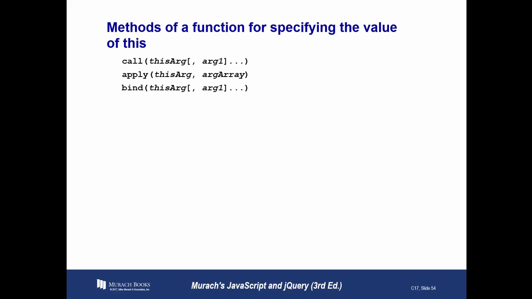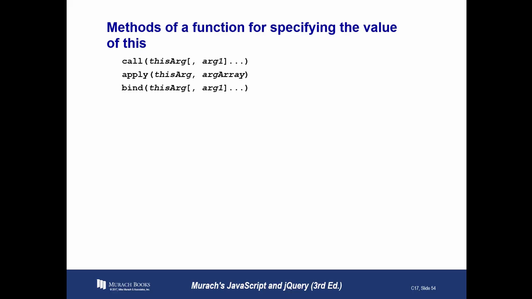The methods of a function for specifying the this value, there are 3 of them. The call method, as it says on page 529, lets you specify the value of this at the time you invoke a function. Parameters other than this are coded individually. The apply method lets you specify the value of this at the time you invoke a function, but the parameters other than this are coded as an array rather than being coded individually. And the bind method lets you specify the value of this when you code or assign a function. The parameters other than this are coded individually.